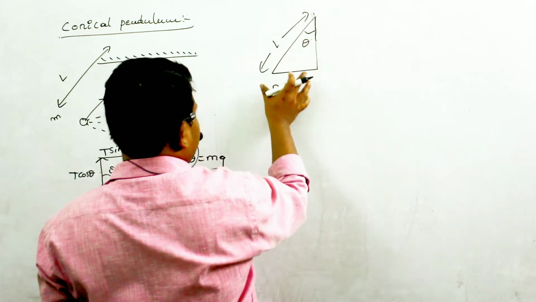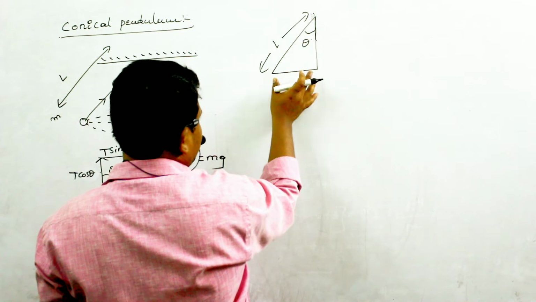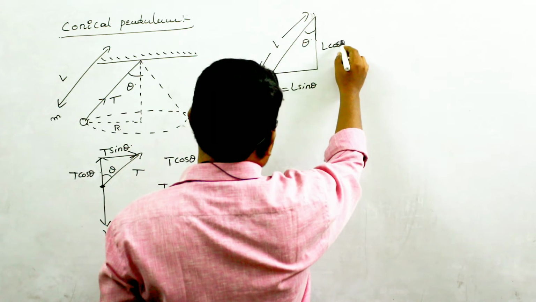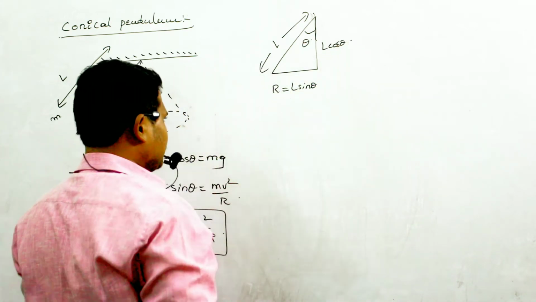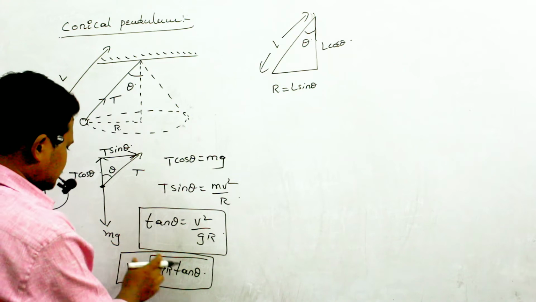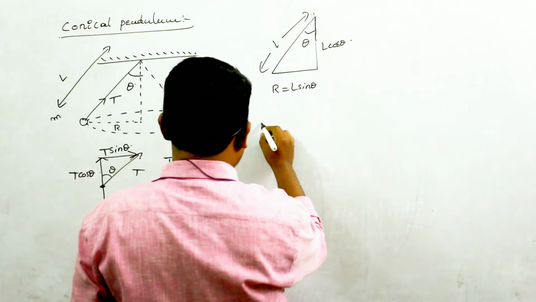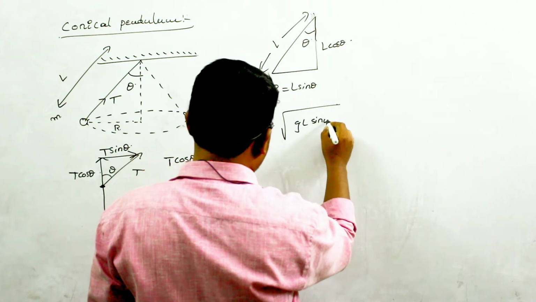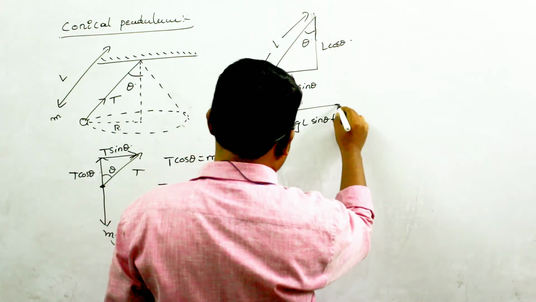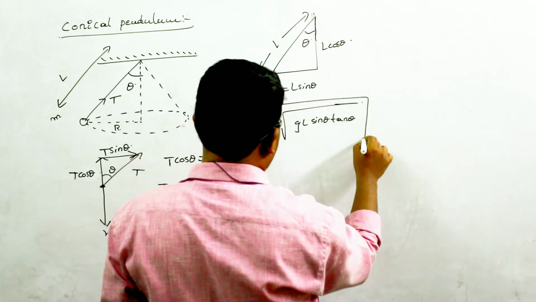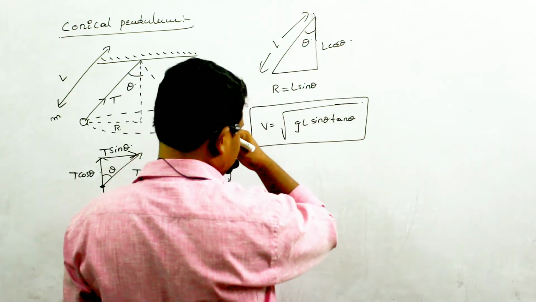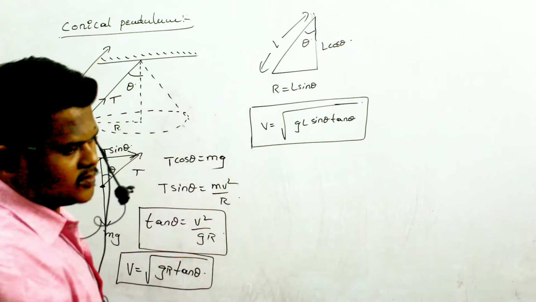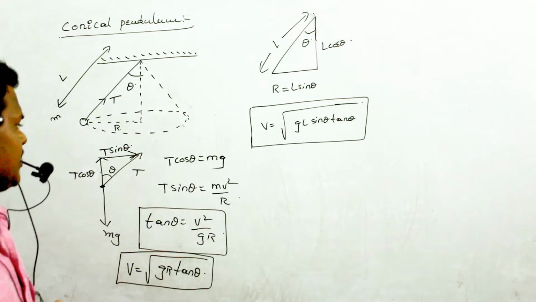And this hypotenuse I can split into two components, L sin theta and L cos theta. So definitely I can say the radius of the circular path is nothing but L sin theta here. If I substitute this in the velocity relation, then I can write V is equal to the square root of g L sin theta tan theta. So this should be our equation for the linear velocity, or tangential velocity, of the bob in terms of the length of the pendulum. So V is equal to the square root of g L sin theta into tan theta.